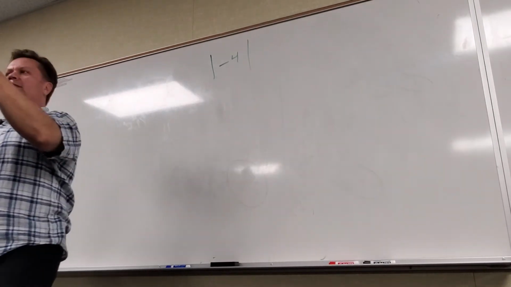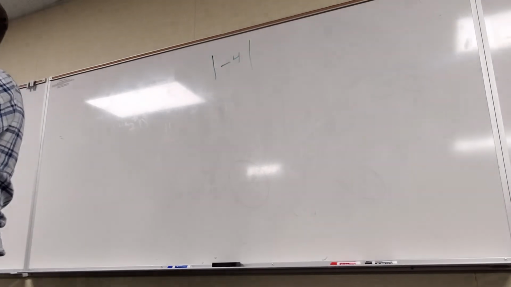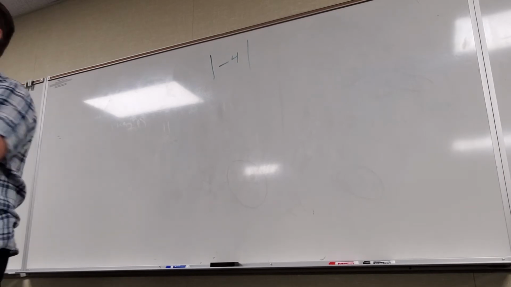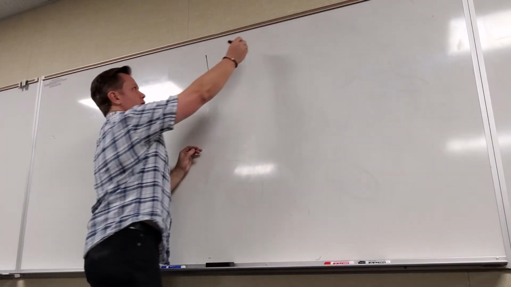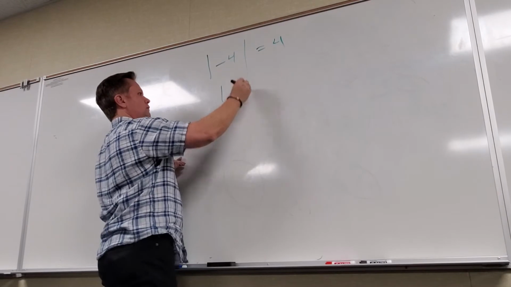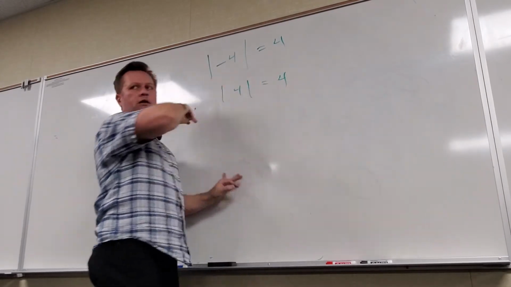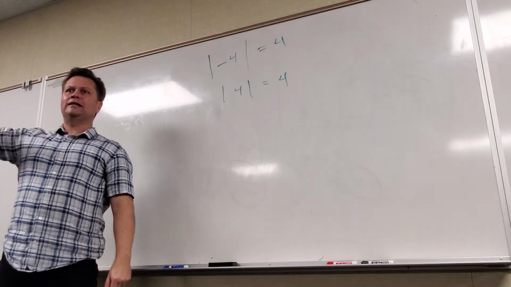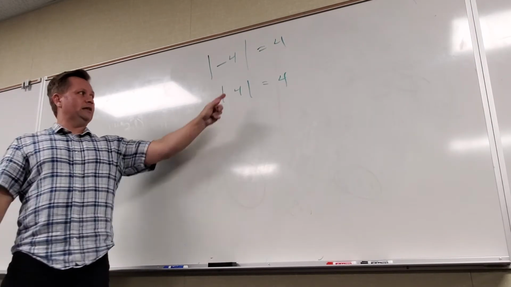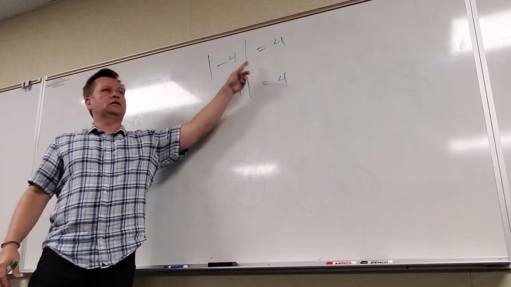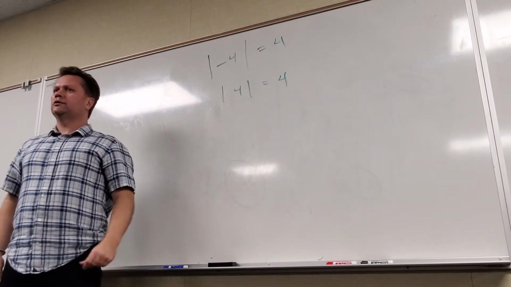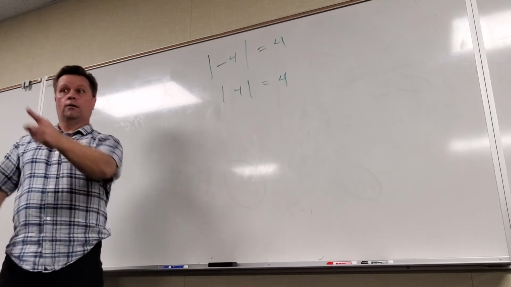But what does absolute value do? It removes the negative sign in front of it. So what would the answer to this be? 4. Good, right? It's the most single-minded operation. It makes it positive. So it leaves it alone if it's already positive, and it makes it positive if it's currently negative. Why? What's it based on? Just how far away from 0.